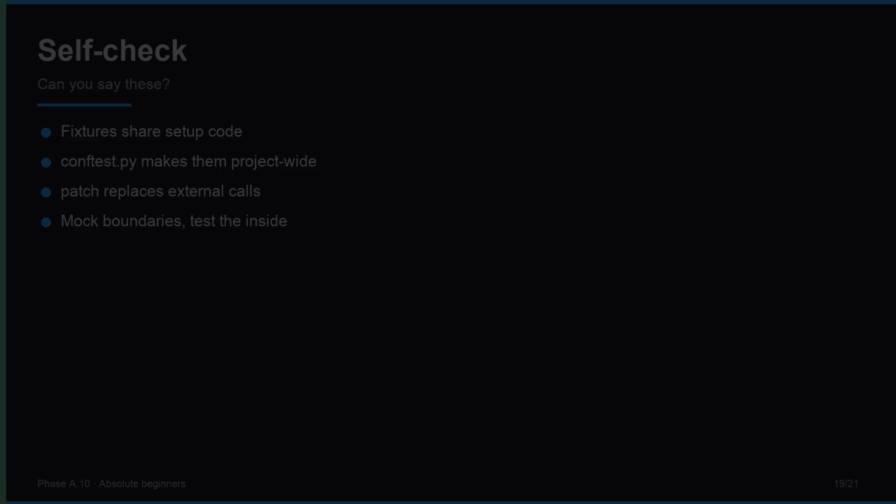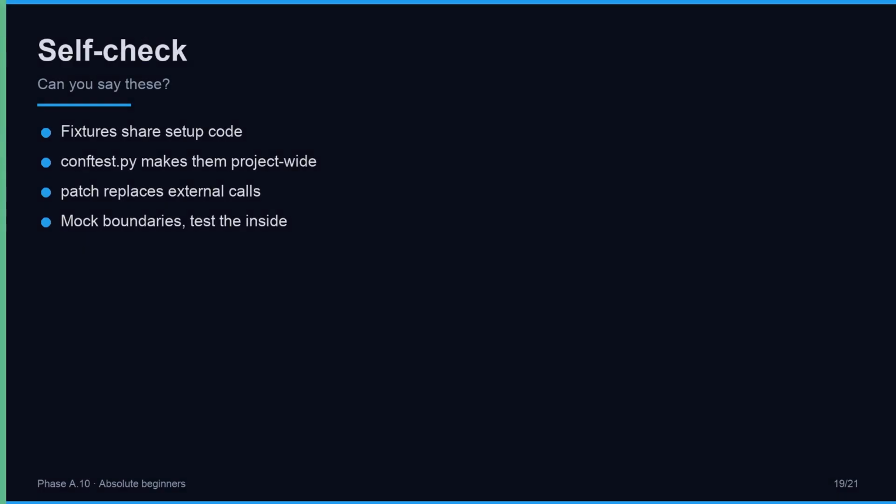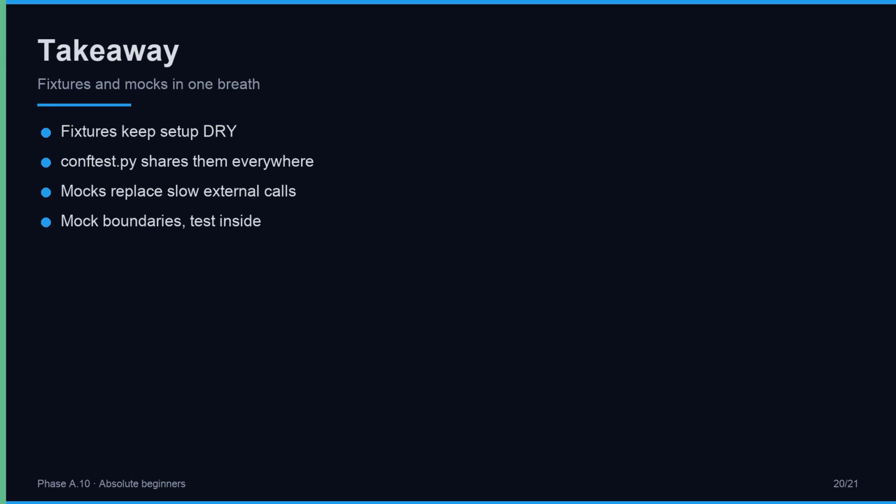At the boundaries, quick self-check. Can you write a fixture that returns a dictionary? Can you explain why conftest.py needs no imports? Can you patch requests.get inside one of your own modules? Can you say why you would mock an external call instead of letting the test hit the real thing? If any feels shaky, rewind the matching section. You should leave this lesson comfortable with the 3 biggest tools in real Pytest work. Say each out loud.